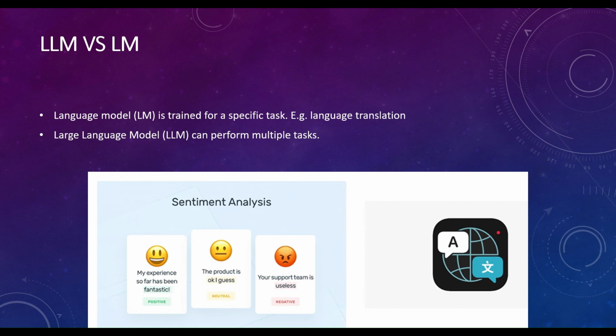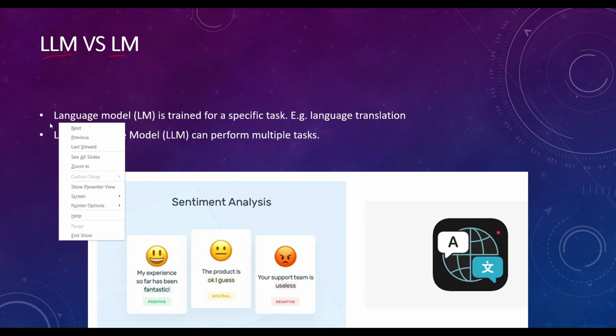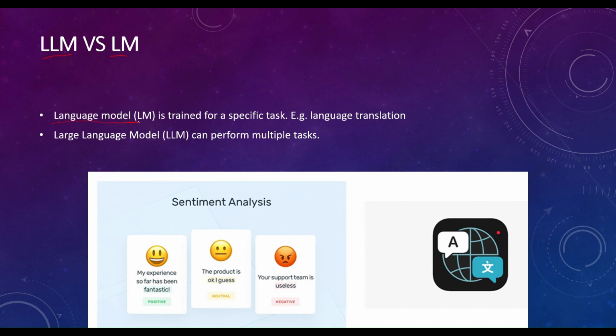Another important thing to know about generative AI is that, as we discussed, most of the large language models are based on generative AI. So we have two terms: one is the large language models, and the other is the language models. The language model, or LM, is a model that is trained to perform a specific task, for example, language translation, sentiment analysis, or any specific task. So it is primarily designed to complete just one task.